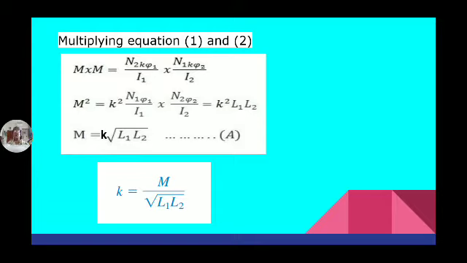So the coupling coefficient is defined in two different ways. The fraction of flux developed in one coil linking with the other coil is known as the coupling coefficient. It is denoted by the symbol K and has no units. Its value is K equal to M by square root of L1 L2. It can also be expressed as the ratio of mutual inductance between the coils to the square root of the product of the two self-inductances of the coils.